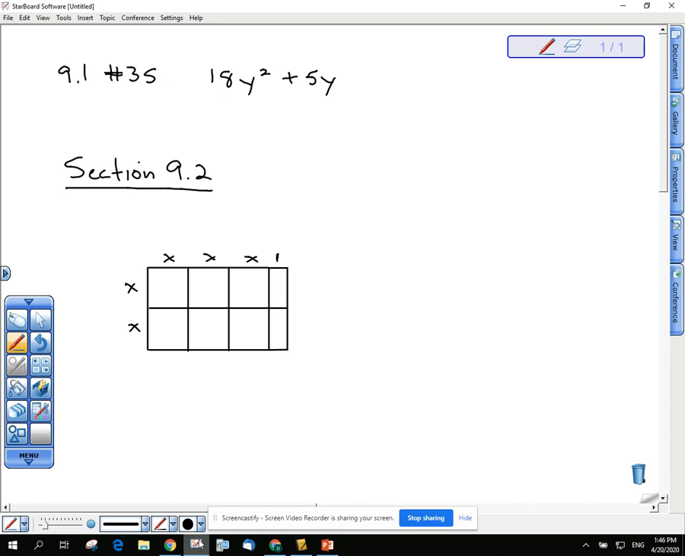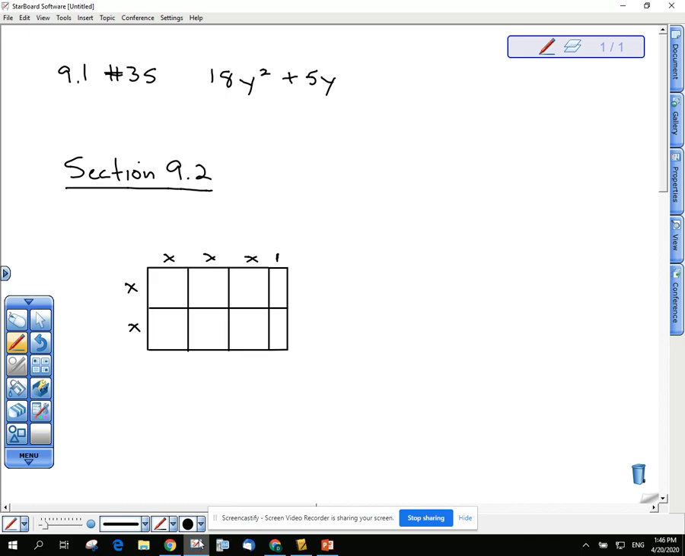Algebra 1, Section 9.2. Before I get to the lesson, just a quick note that the answer document on 9.1, I think, had a wrong answer on number 35. The correct answer should be 18y squared plus 5y. I believe they had an 8y, which neglected one of the terms there. So this is the correct answer as you see it.